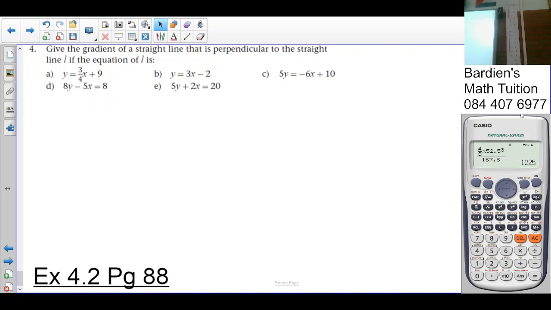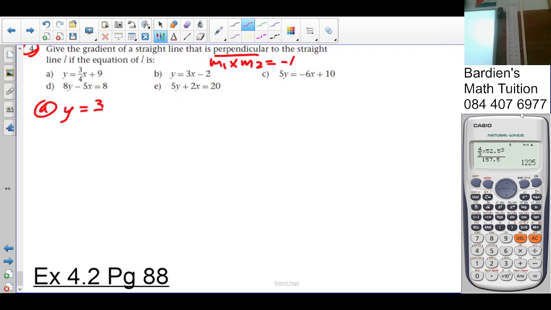Everything's the issue. Okay? So in number 4, the gradient of the straight line that's perpendicular. So in perpendicular, what do we know? The product of the two gradients must be negative 1. So let's go with A.